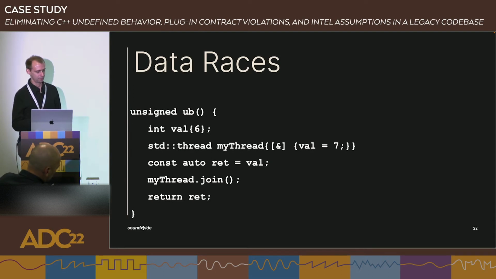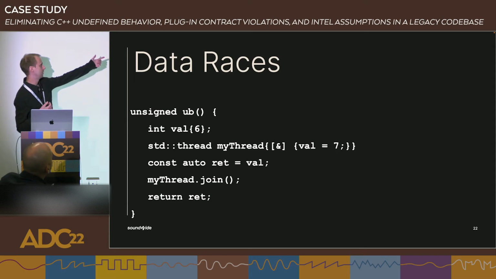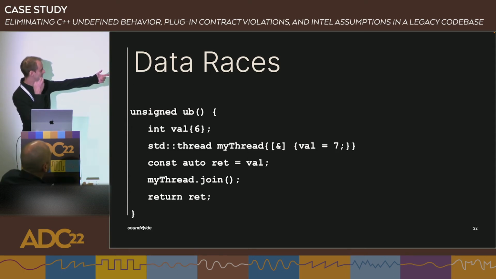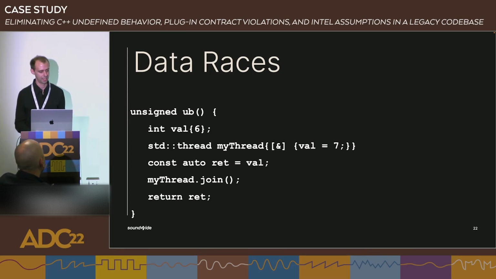Data races are probably, for audio programmers, our favorite form of undefined behavior. This is when 2 threads are accessing the same variable at the same time, and one of those threads at least is going to be trying to modify it. So in this example, we have a value, then we kick off a thread to set that value to 7, then we read it, and then we wait for the thread to finish. So between these 2 lines, there's no concrete ordering about which one happens first, so that's a classic data race. And in audio programming, of course, we often have multiple threads, and this can be pretty scary.